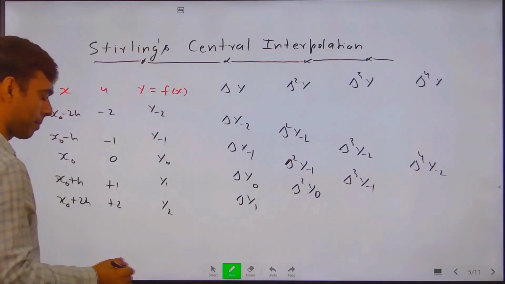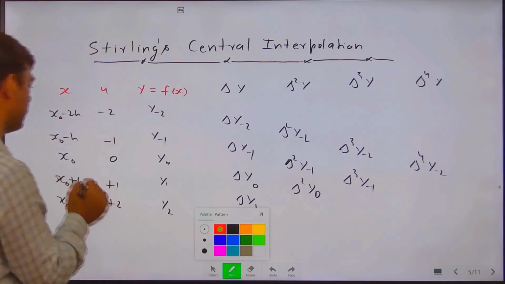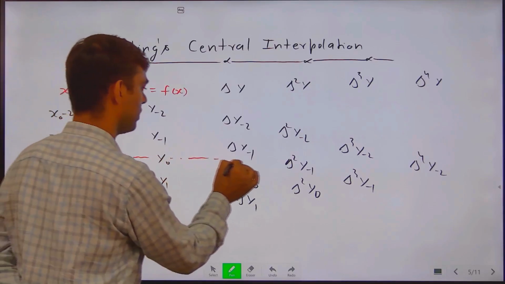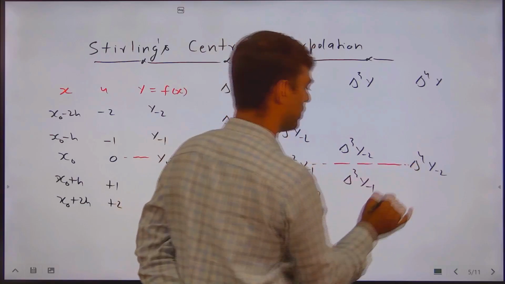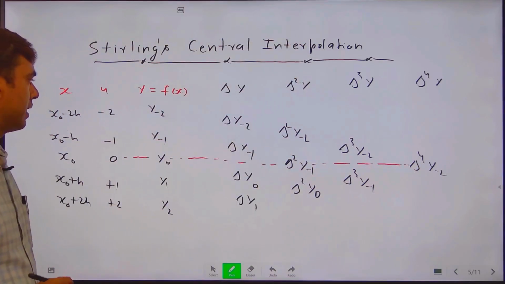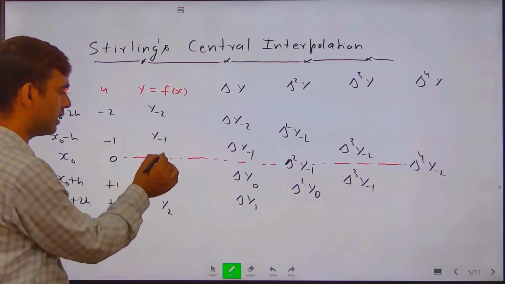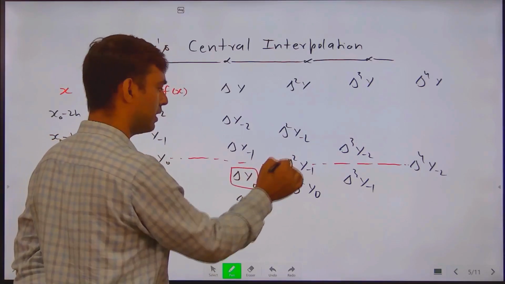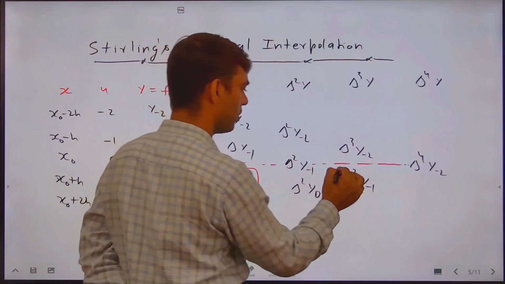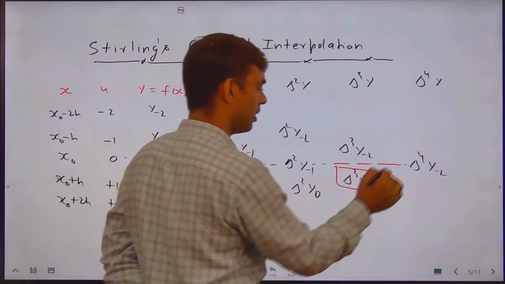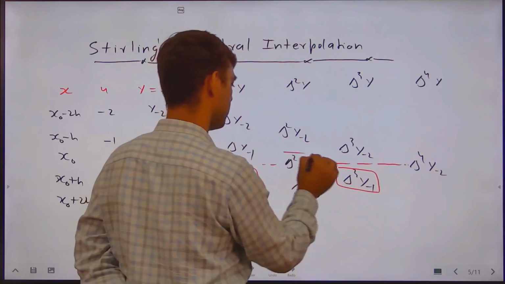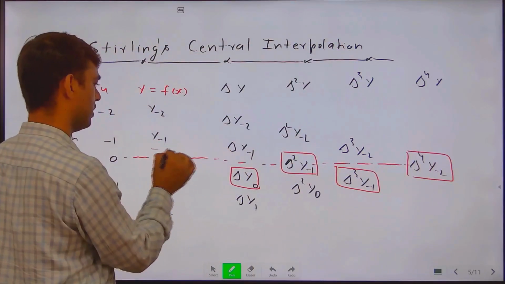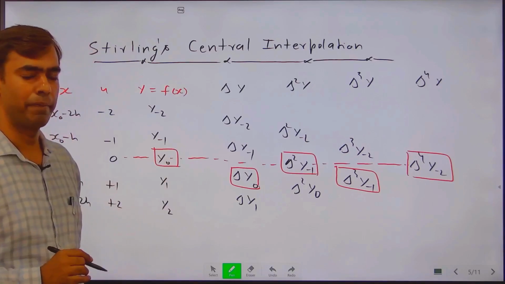So what happens in Gauss forward and Gauss backward? We choose the central line. This one is a central line. In Gauss forward, we use the central value and the value next to the central value, then the central value, and so on.